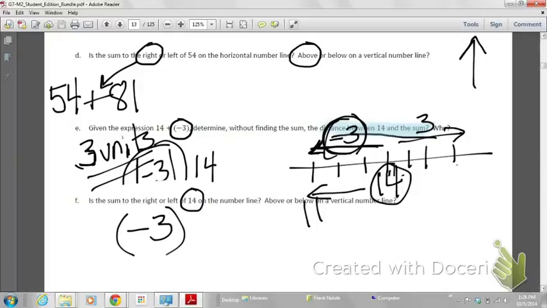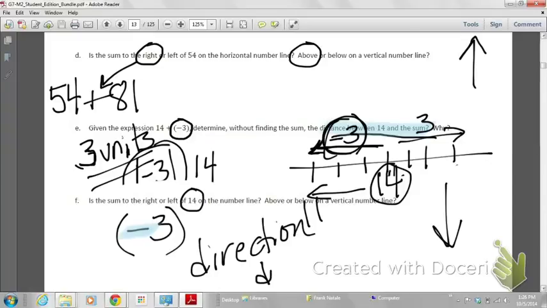On a vertical number line, of course, it's going to be below the 14, because you are moving in a negative direction, and that whole idea of this negative right here just tells you about direction. Negative is going to mean either down or left, and then positive is going to be just the opposite, up or to the right.